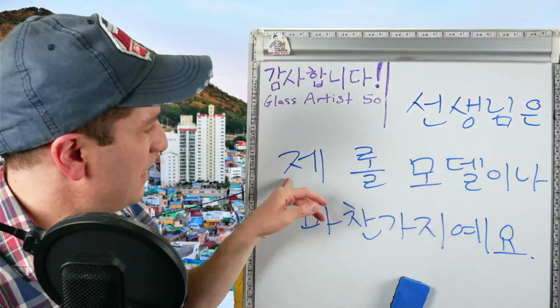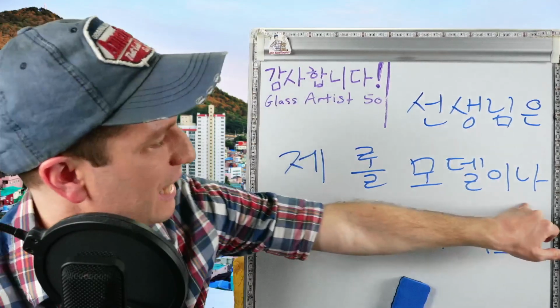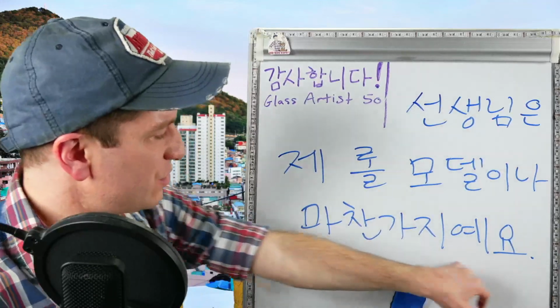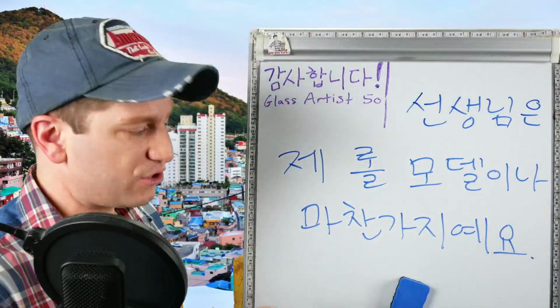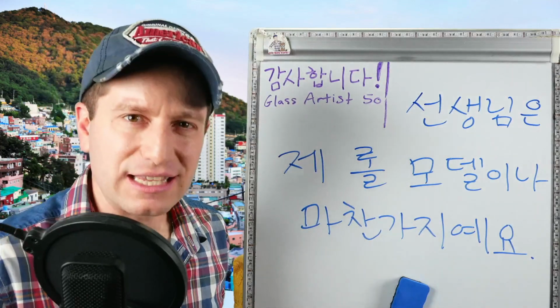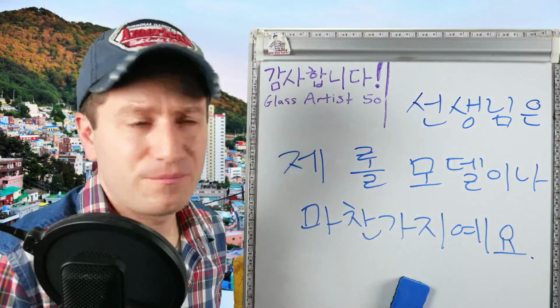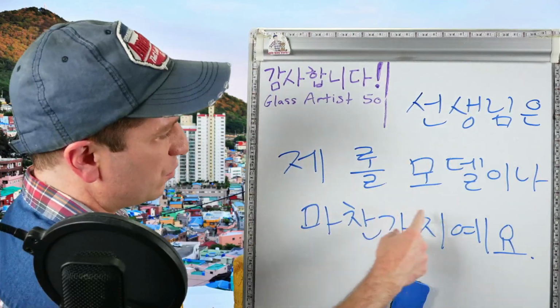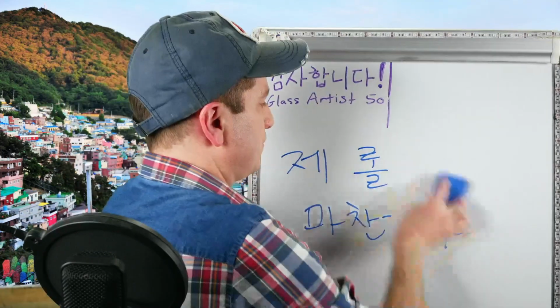선생님은, the teacher is 제 role model, my role model 이나 마찬가지예요. So the teacher is the same as if they are my role model, literally, or more naturally, the teacher is practically my role model, or they're basically my role model. 선생님은 제 롤 모델이나 마찬가지예요. So the teacher's practically my role model.